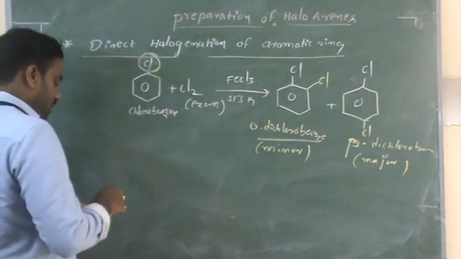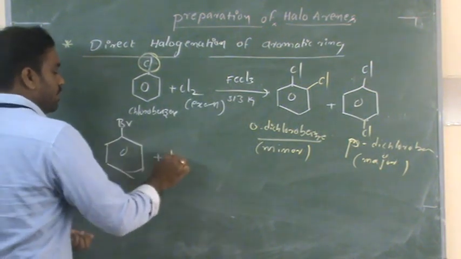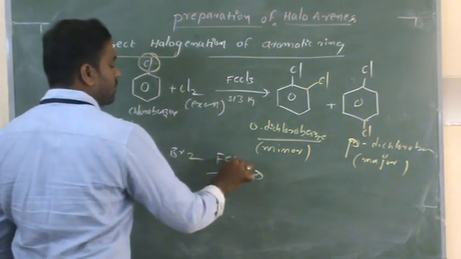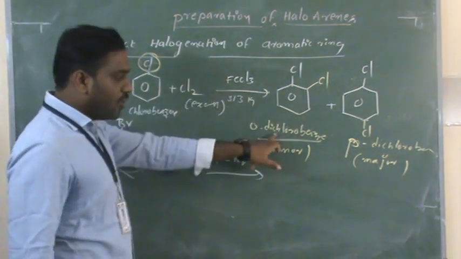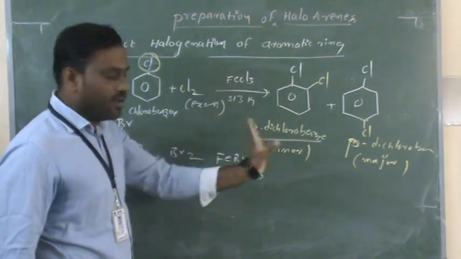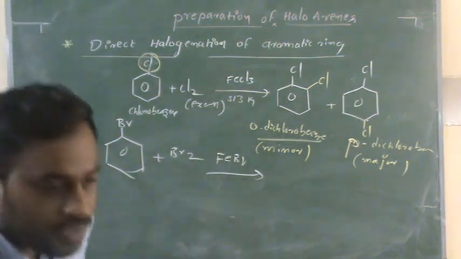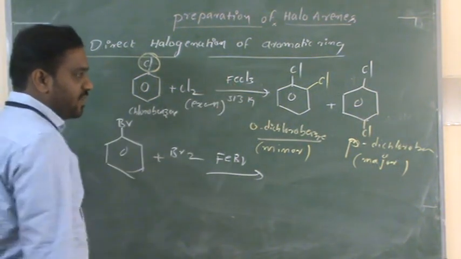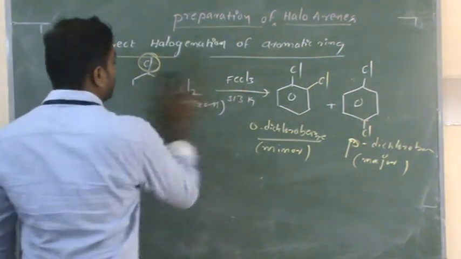You can also take bromobenzene plus Br2, same case. If you take FeBr3, here also we will get the same kind of products: ortho-dibromobenzene and para-dibromobenzene. Among these, para-dibromobenzene is our major product. There is another application for this method. If you take anhydrous FeCl3 at 313 Kelvin, then I go to another application.